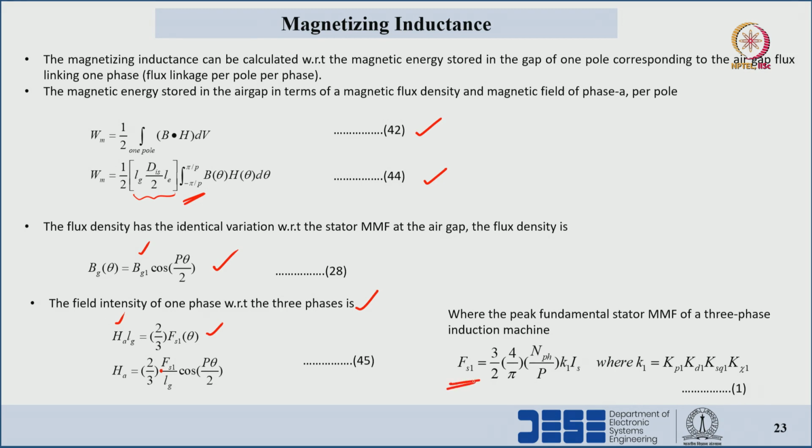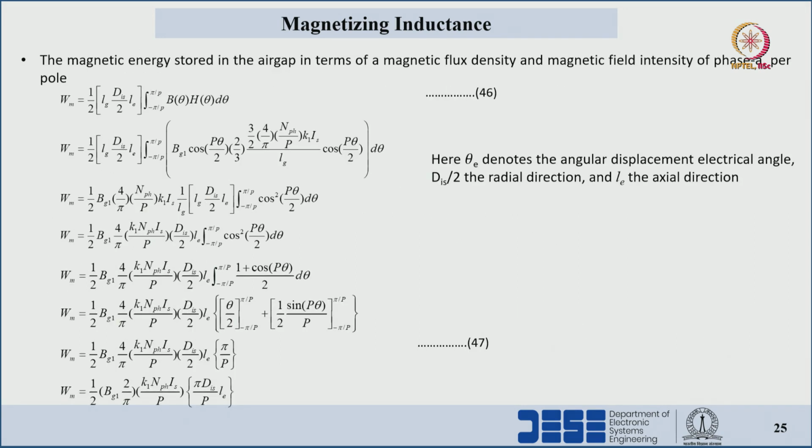Here the total MMF is nothing but the peak fundamental stator MMF, that is Fs1 is equal to 3 by 2 into 4 by pi, number of turns per pole into K1, the winding factor, into Is. This Is we have to calculate at the end, that Is is nothing but the magnetizing current.